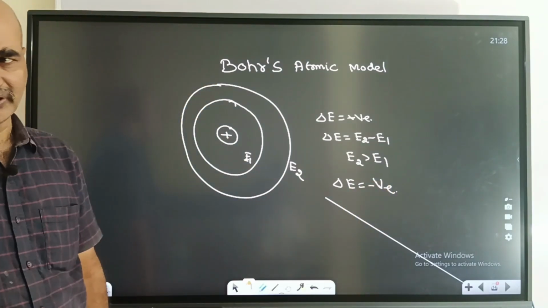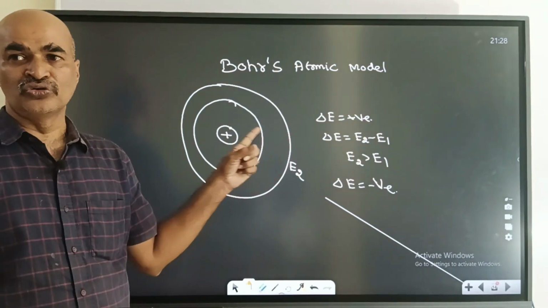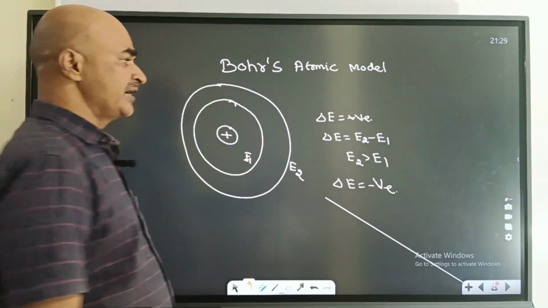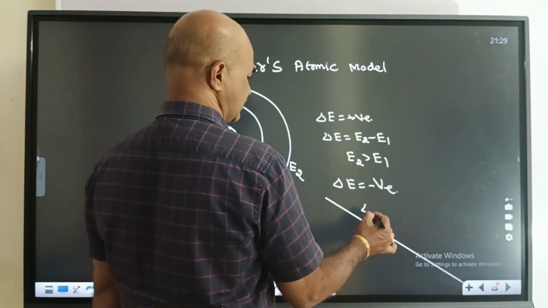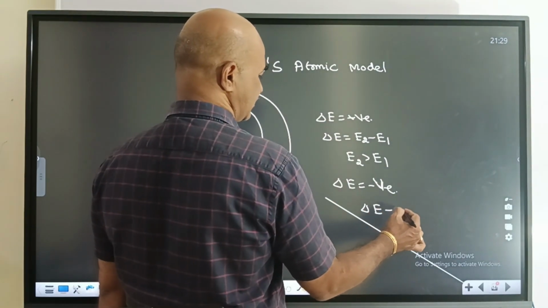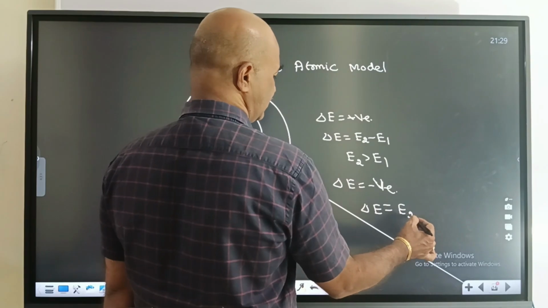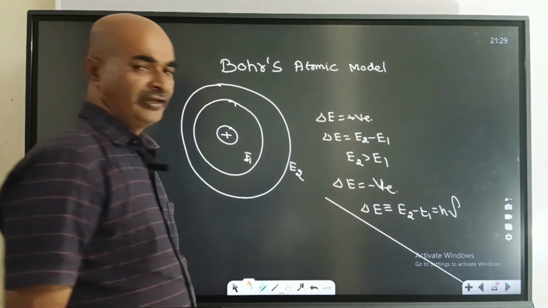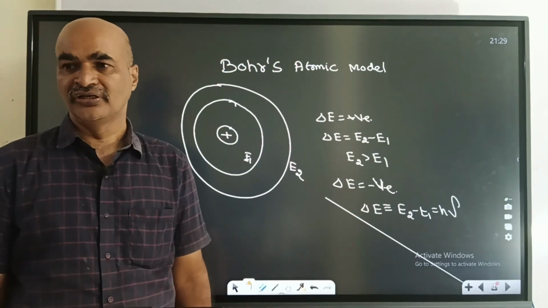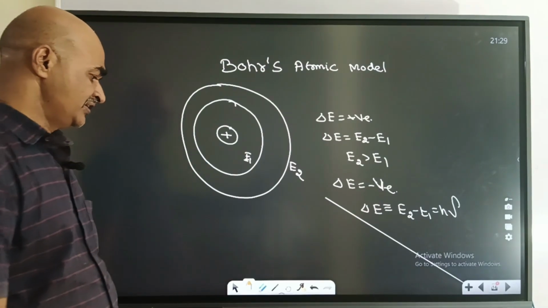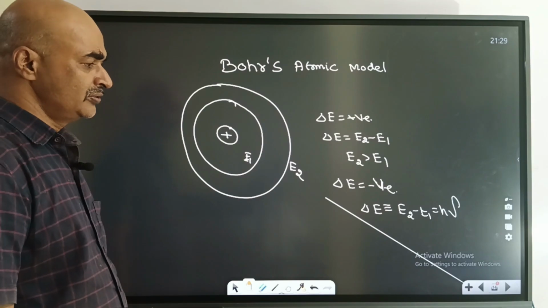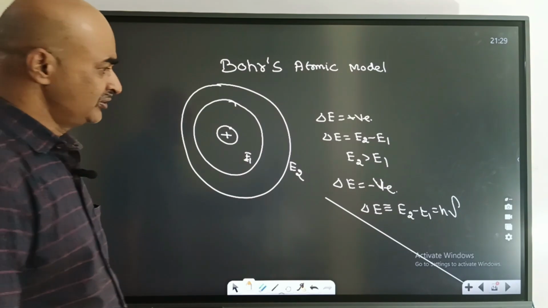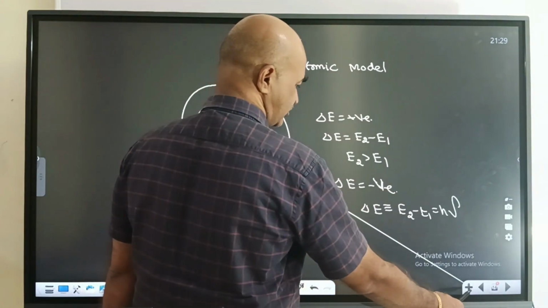Since energy is released when an electron drops to a lower orbit from a higher orbit, this energy is released as light. Therefore, delta E is equal to E2 minus E1, which is equal to h nu, where h is Planck's constant and nu is frequency.